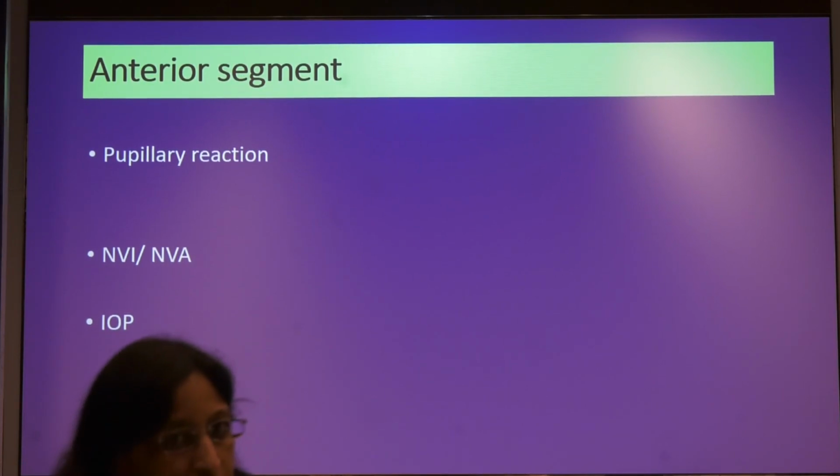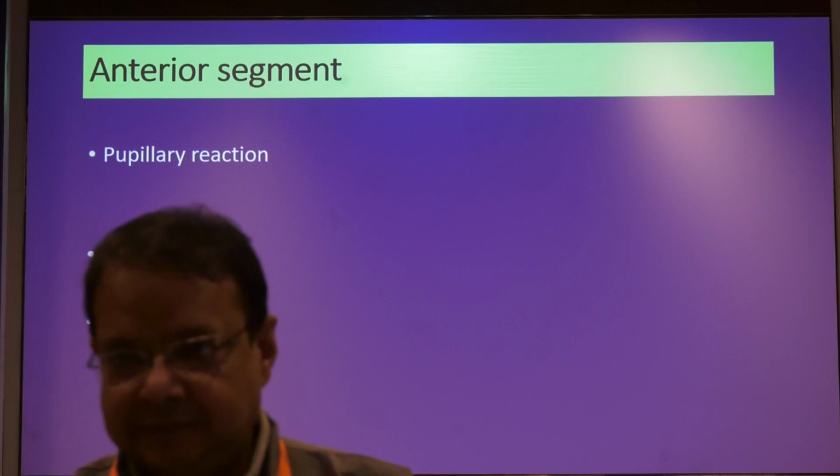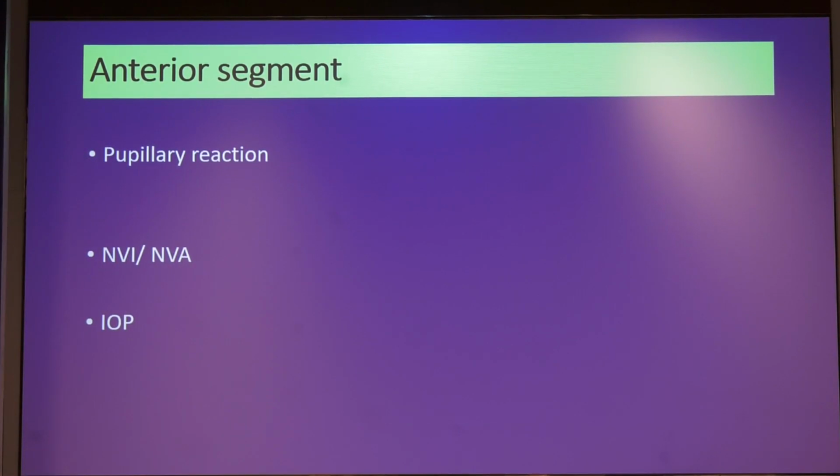You should look at the pupillary reaction. This would give you a clue whether it's ischemic or non-ischemic. Look for NVIs and NVAs in the angles, and intraocular pressure, of course, because many of these are predisposed to have glaucoma. So how do you look for the NVIs and NVAs? NVI would be looking at the pupillary borders, the fine frilly vessels that are there.